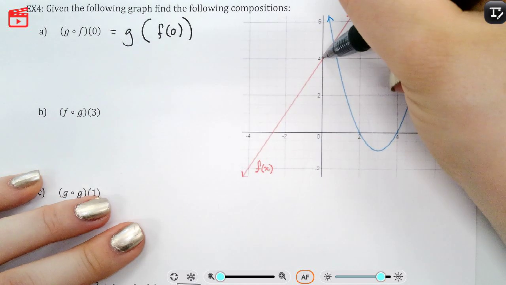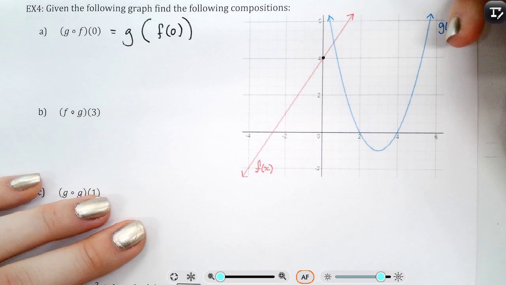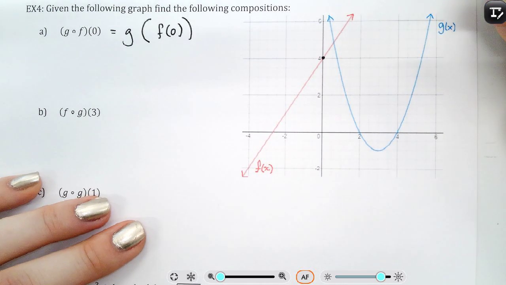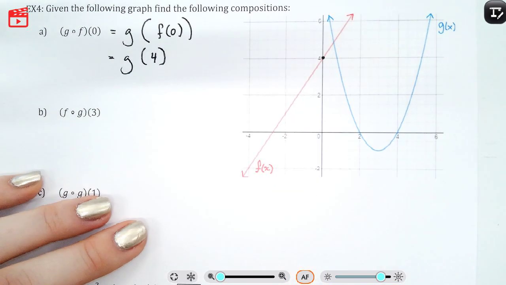That is, bam, right there. So the y value at f of 0 is 4. So that's going to be g of 4. Well, what is g of 4?